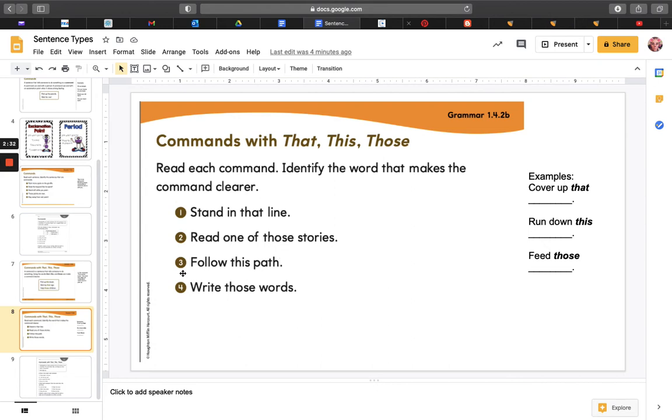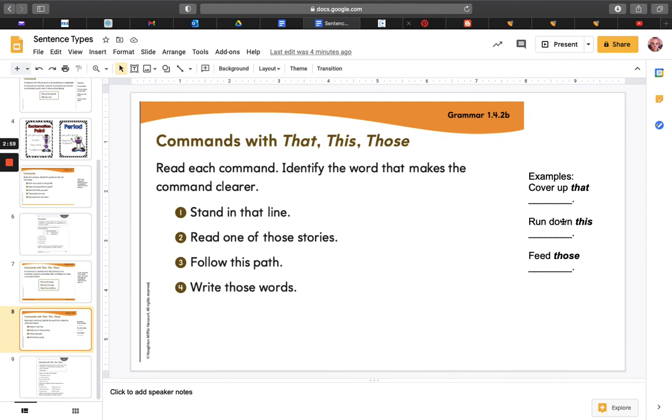And then number 3, follow this path. The word this helps us to know which path we should be following. And finally, number 4, write those words. Those helps us understand which words we should be writing. So these are all commands telling us to do something.